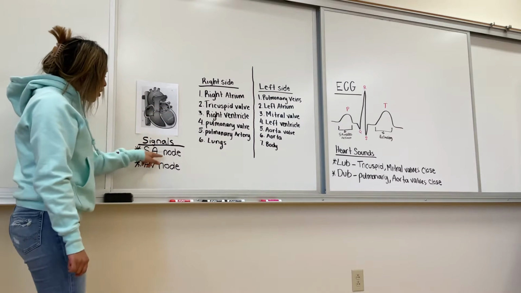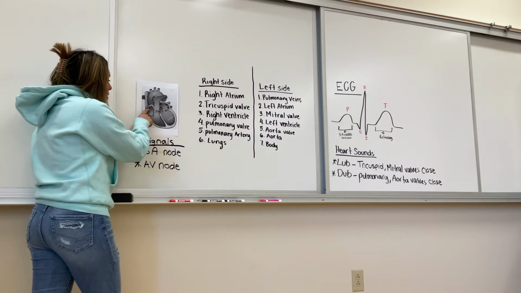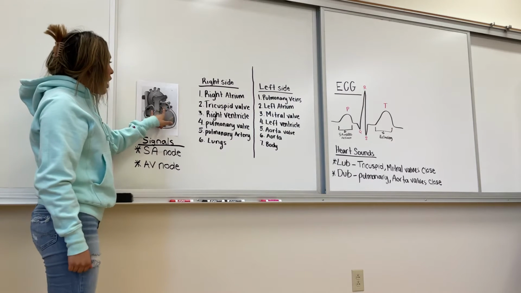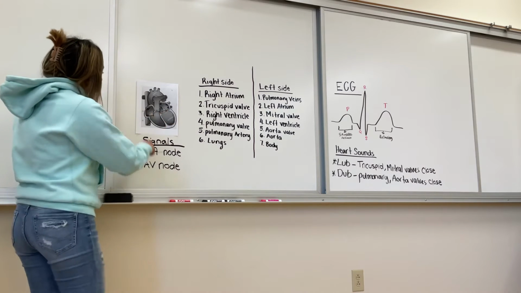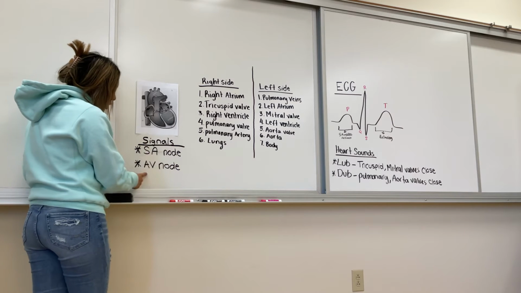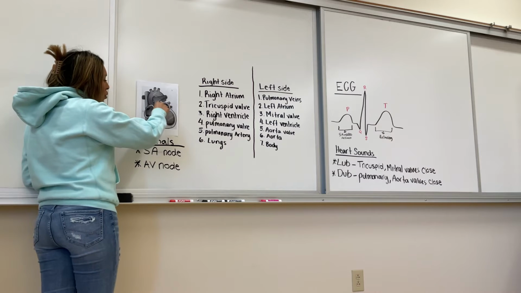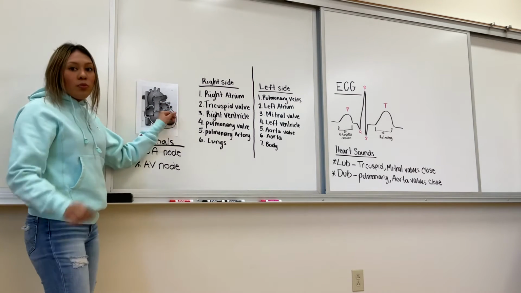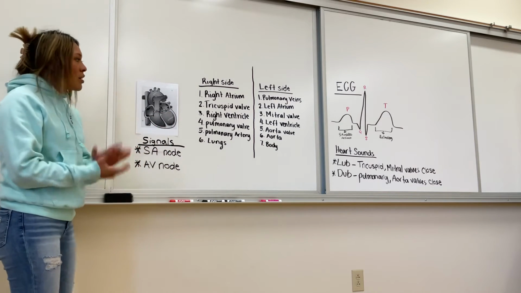Once the SA node releases the signals, signals are only released in the top, which is the atriums. So the SA node releases to the atriums, and then the SA node triggers the AV node. It triggers the AV node so that it can release signals to the rest of the heart, the bottom of the heart. And that's when the heart contracts.